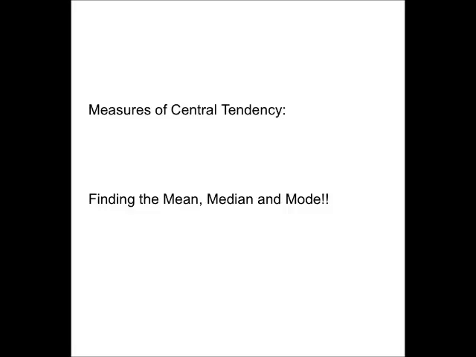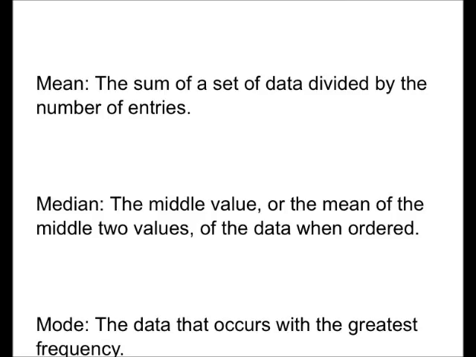mean, the median, and the mode. To define these terms, we'll start off with the mean, which is the sum of a set of data divided by the number of entries. A median is the middle value, or the mean of the middle two values of the data when ordered. And finally, the mode, the data that occurs with the greatest frequency. Also, a data set may have two modes, which we call bimodal.